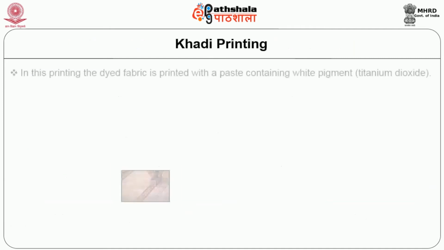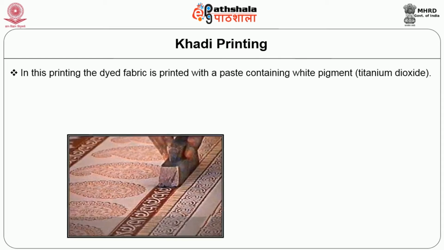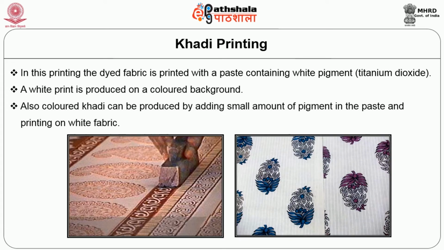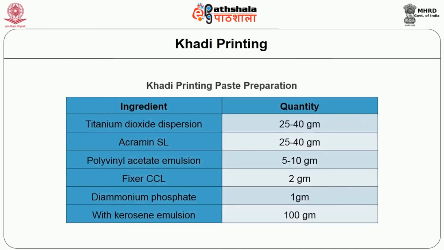Khadi printing. In this printing, the dyed fabric is printed with a paste containing white pigment, that is titanium dioxide. White print is produced on a colored background. Also, colored khadi can be produced by adding a small amount of pigment in the paste and printing on white fabric. Khadi printing paste is prepared using the ingredients shown in table 10.